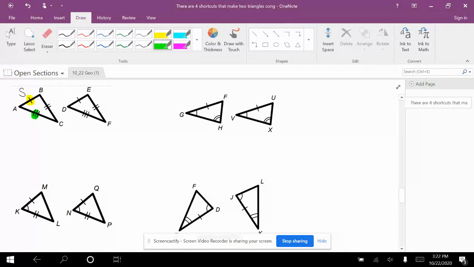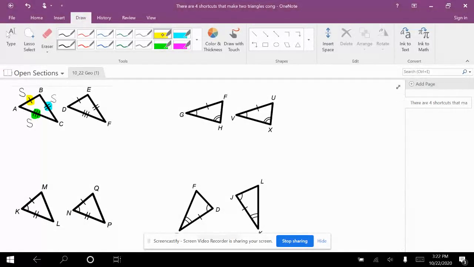Here we have 3 tick marks on a segment, so this is a side. Tenemos 3 marcas de congruencia arriba del segmento, entonces este es un lado también. And here we have 2 tick marks on a segment, so this is also a side. Este segmento tiene 2 marcas de congruencia y por eso es un lado.